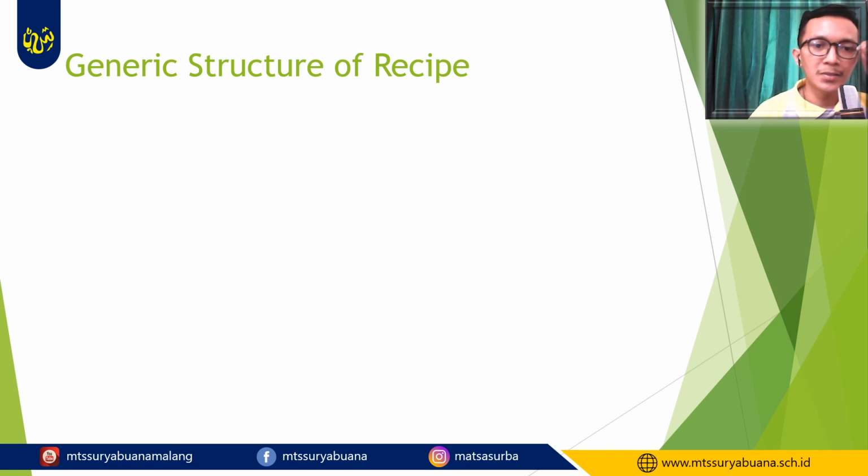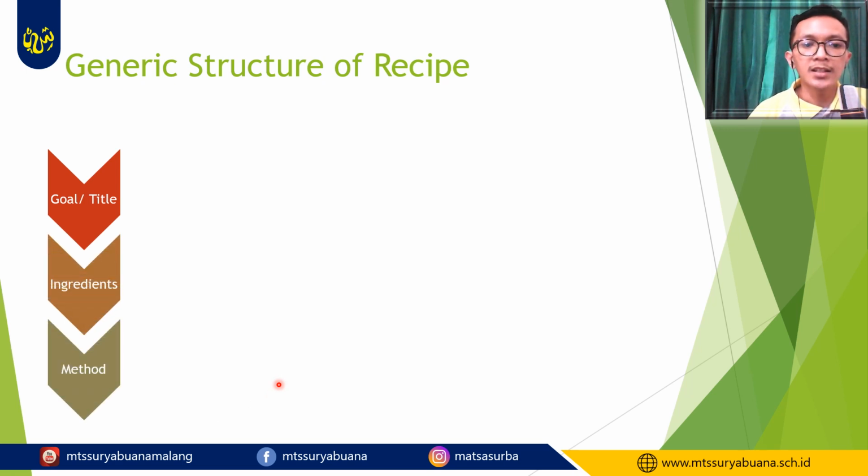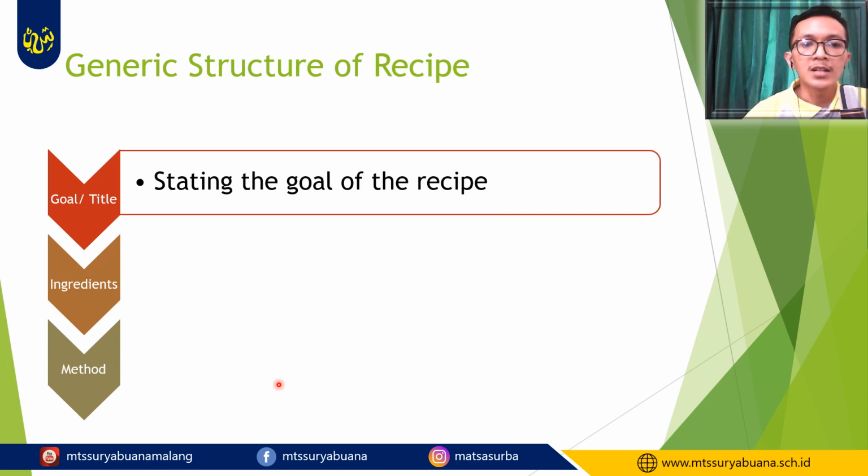Well, the next is about the generic structure of recipe. Actually there are three parts in recipe. The first one is goal or title. And the second one is ingredients. And the last part is method. In goal, here stating the goal of the recipe. It means the name of the food or the drink that we want to cook.